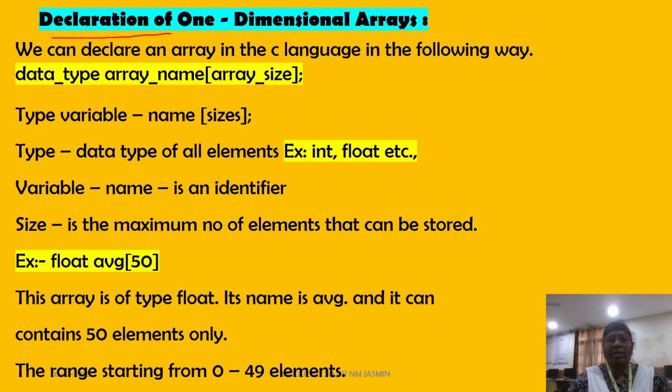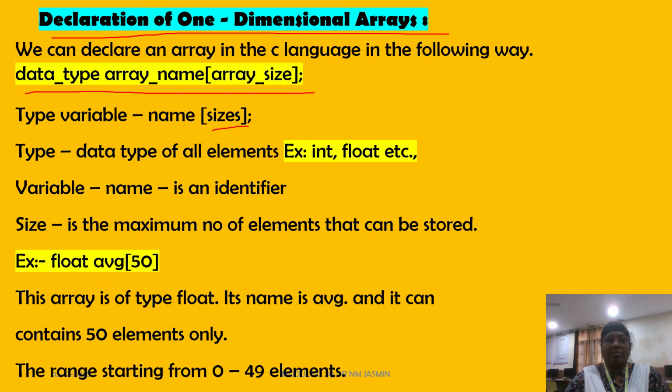So the declaration of a one-dimensional array, how we will do it, we will see. Okay, so to declare an array in C language, we have to know what the syntax is. The syntax, if you see: first you go with the data type, next the array name and array size. So here the type, variable name and size. Type is a data type, and this is also the name of the array.